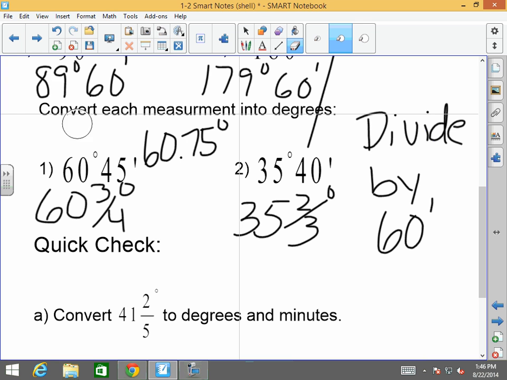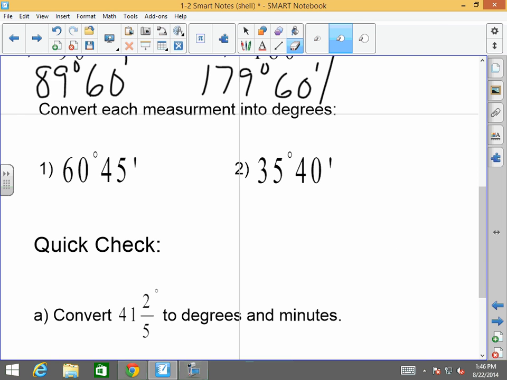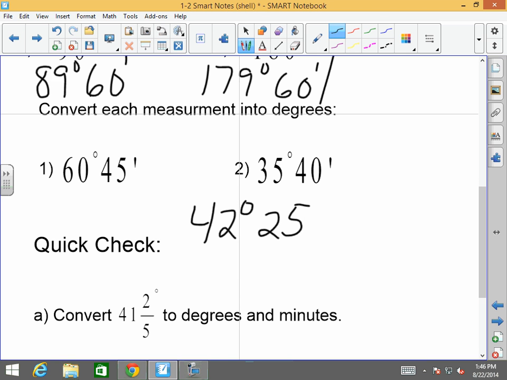One thing that I don't have here, but I want to make sure you guys really understand, is what happens if there's seconds, okay? Let's say that I give you 42 degrees, 25 minutes, and 40 seconds. If I want this all in degrees, please be cognizant of what I'm about to do. The 42 stays the same, but the 25 minutes has to be divided by 60 minutes. And these 40 seconds has to be divided by 3,600.